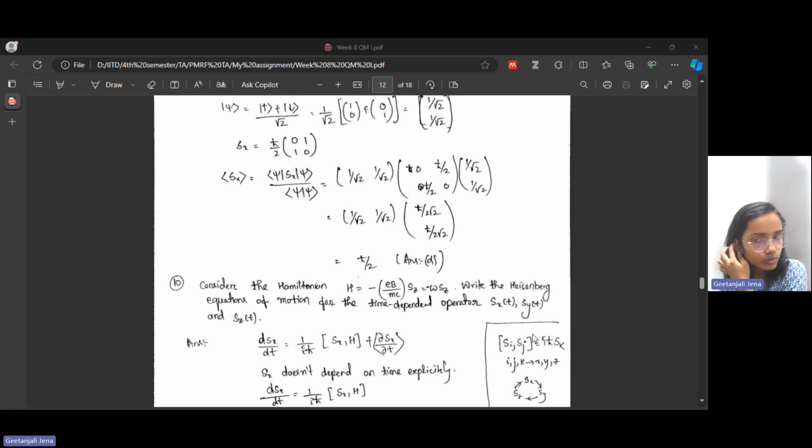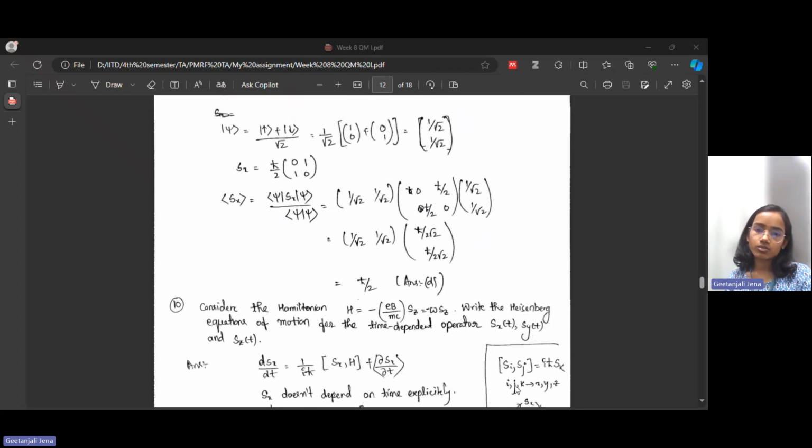So it's a simple question. You need to use the Heisenberg equation and calculate the commutation relation, because in the Heisenberg equation there are commutation relations. If you see the last equation that I have written, to find the Heisenberg equation for Sx, it is given by dSx by dt equal to 1 by iħ times the commutation of Sx with H, plus the expectation of dou Sx by dou t.